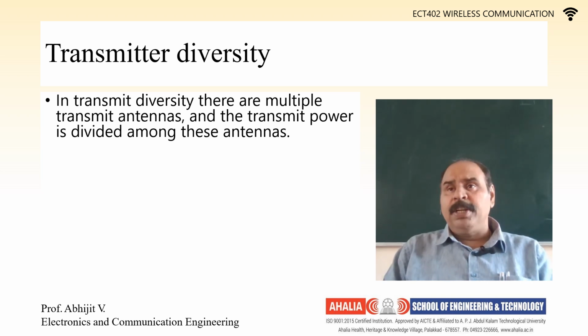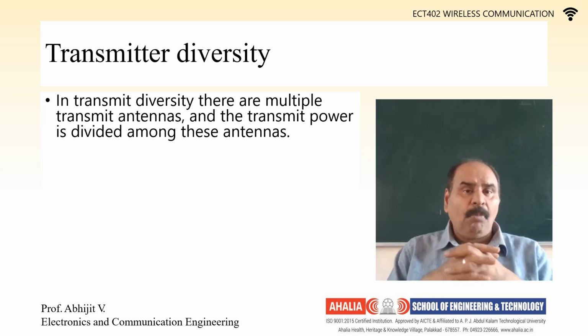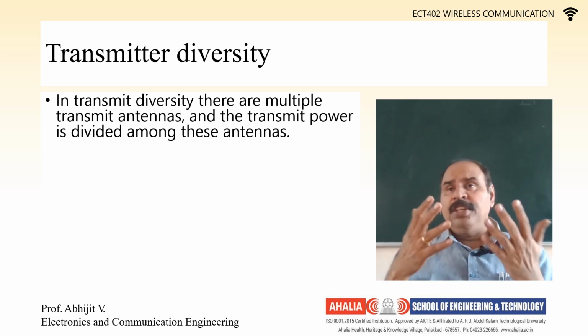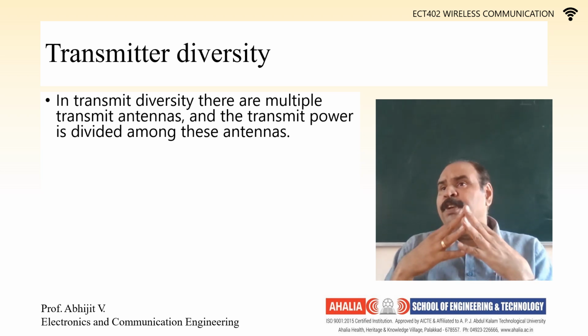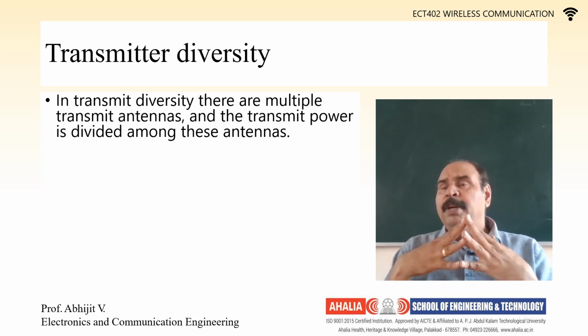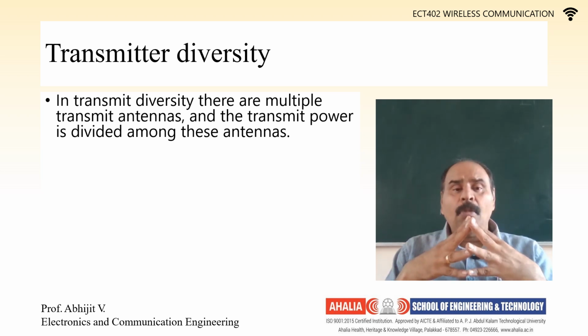So in transmit diversity, there are multiple transmit antennas and the transmit power is divided among these antennas. Transmitter diversity uses multiple transmit antennas to provide the receiver with multiple uncorrelated replicas of the same signal. The information, or the set of symbols that we are going to transmit, would remain the same.